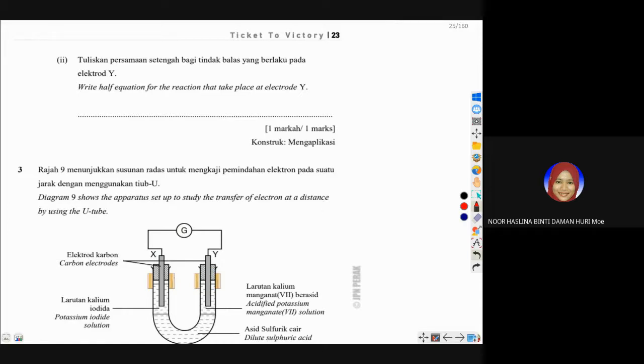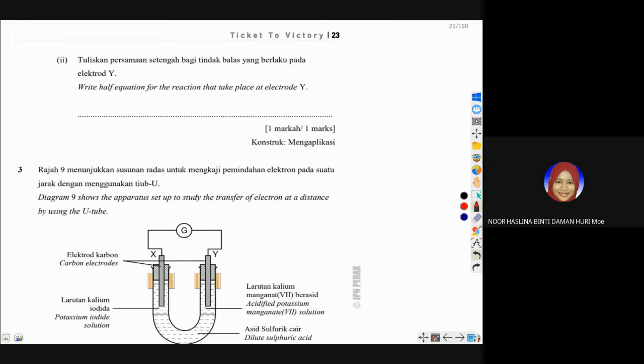Okay, which ion will be chosen to be discharged? Hydrogen ion ke copper 2 ion? Okay, this one is about cathode. Which cation will be chosen to discharge? We have copper ion, we have hydrogen ion. Okay, for the cathode, you must choose which one is more positive or less negative. So antara copper ion and hydrogen ion, which one is more positive or less negative?